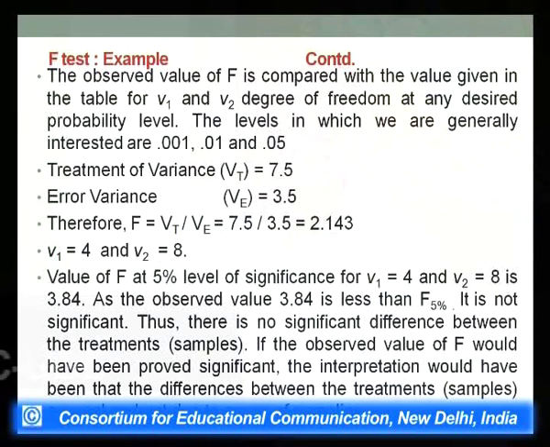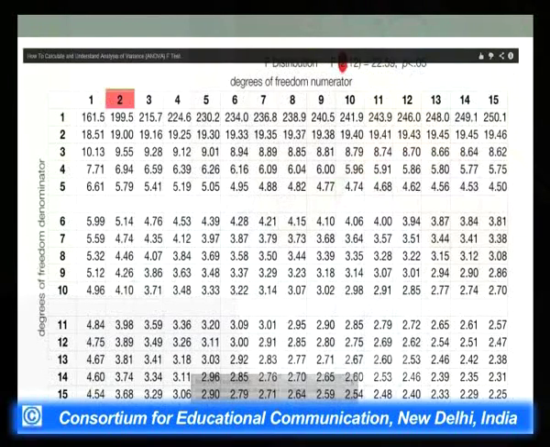Here the value has become, when we divided, F was 2.143. Now we go to the table. This is the table where on one side you have degrees of freedom 1, 2, 3, 4, 5, and it goes on like that. On the other side you will find the degrees of freedom of the denominator.